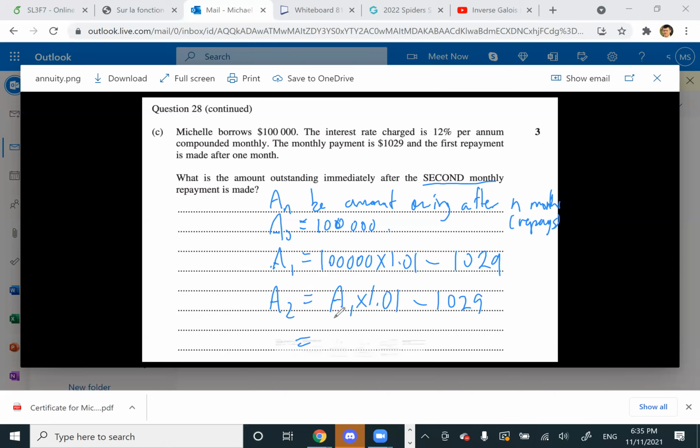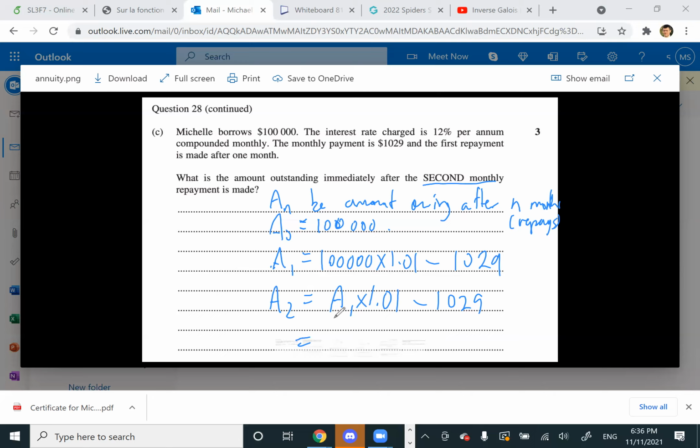A1 is pretty easy. It's 101,000 minus 1,029, so it's 99,971. Then gathering interest is roughly 1,000, so 100,000 again, 900 and something. So you end up with 99,000 something. What did you get for A2? I did 99,971 times 1.01 to the power of 2 minus 1,029, and I had 100,951.42. Oh, okay, so it went over the 100K threshold.